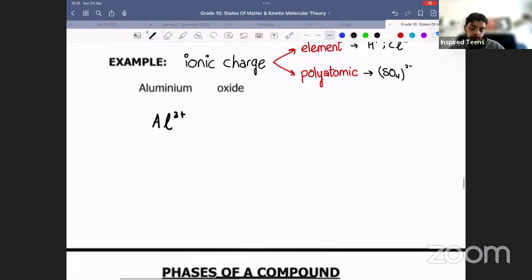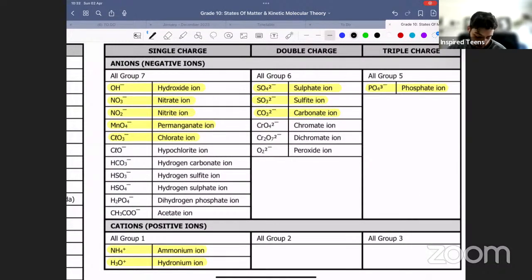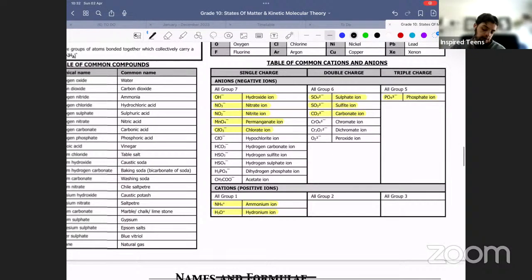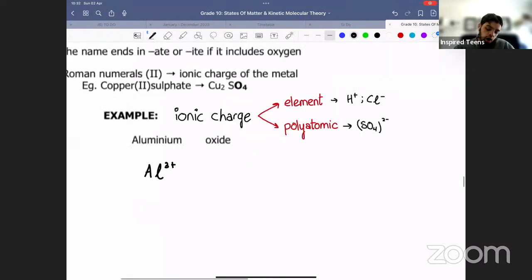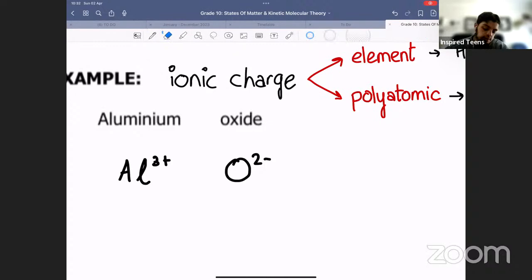Oxide, where do we get oxide from? Oxide is oxygen, which has a 2 minus charge, but if you don't pay careful attention, it's not in here. Oxide is O2 minus. Oxygen with 2 minus. Okay, that's its charge. So the one's charge is 3 plus, the other one's charge is 2 minus. What we always do is we cross. Right, let's start off with the second one.